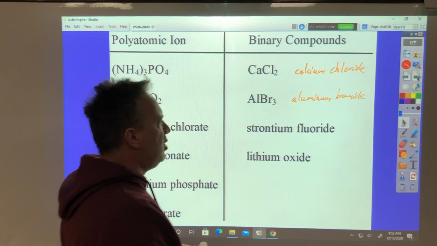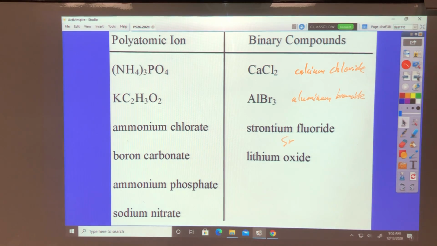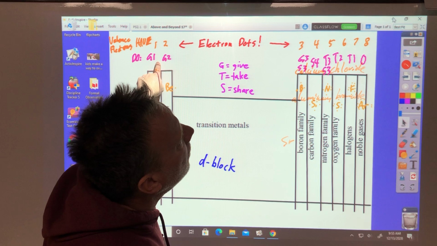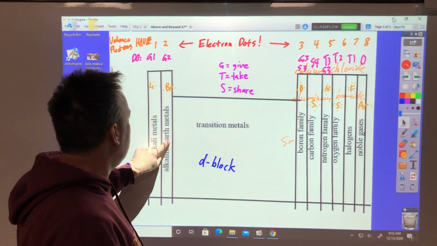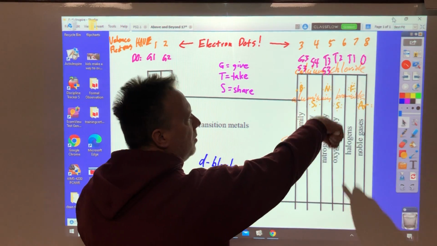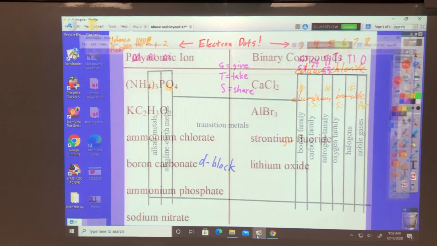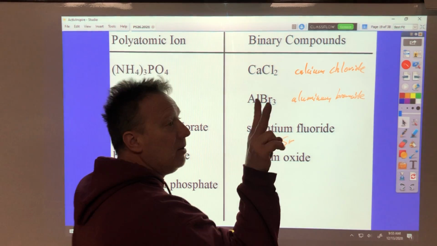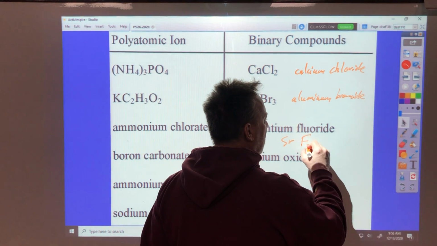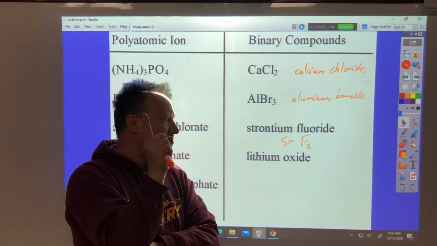And then strontium fluoride, strontium is Sr. You can look that up on your periodic table. Strontium is here. I forget what the other one is, but it's one of these over here. Fluoride, I think, which is a -1. Yeah. So strontium gives 2, fluorine takes 1. This is not a match. I need another fluorine. SrF2.